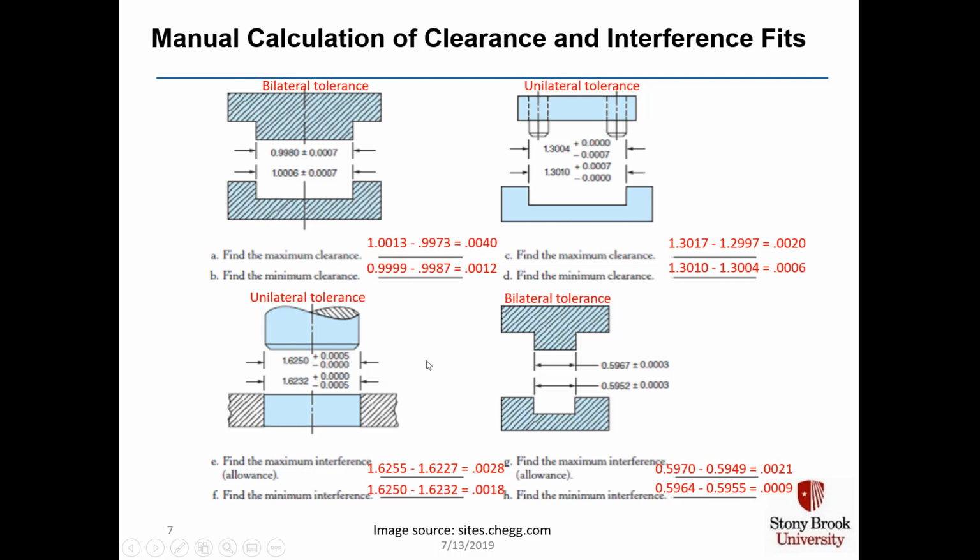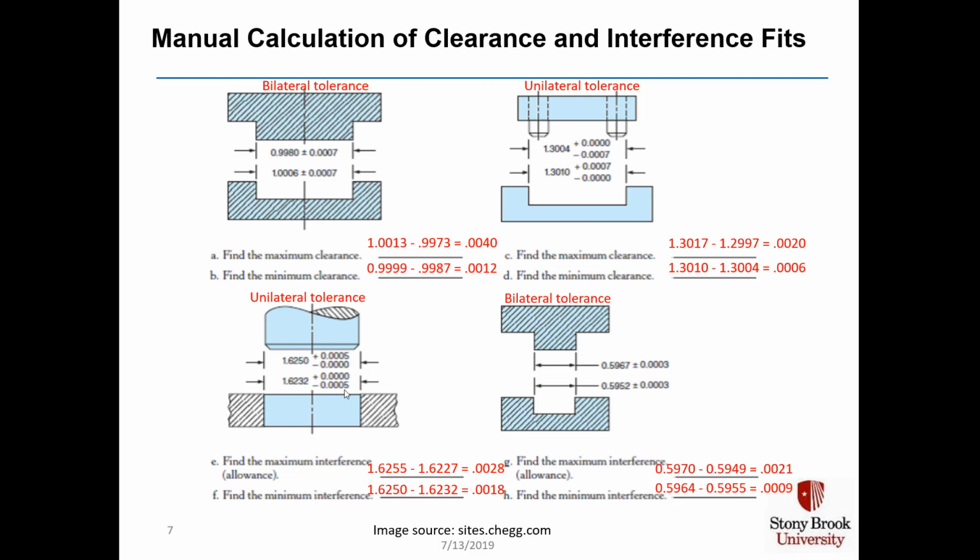We can find the unilateral tolerance for an interference fit, where the shaft has a dimension of 1.6250 plus 0.0005 inches minus 0, and the hole, here's the hole, is 1.6232 plus 0 minus 0.0005. And we find the max interference is 0.0028 and the minimum interference is 0.0018.